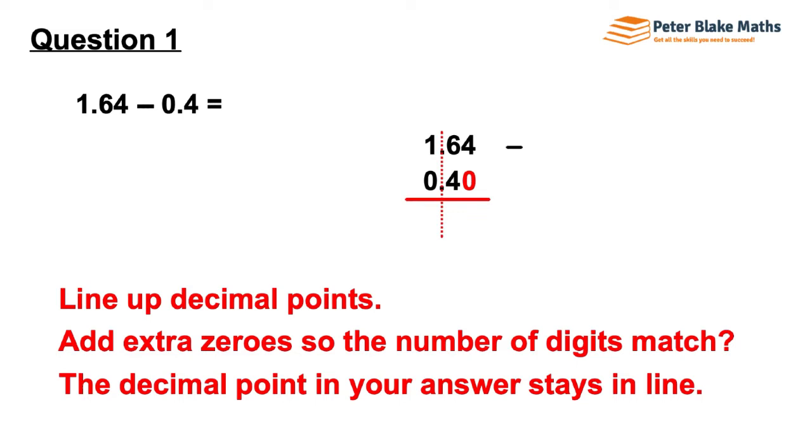We'll subtract now. 4 minus 0 equals 4. 6 minus 4 equals 2. Here's where we'll remember to put our decimal point straight underneath the decimal points from the question. And then 1 minus 0 gives us 1 there. So our final answer, when we do everything clearly and line everything up properly, is 1.24.